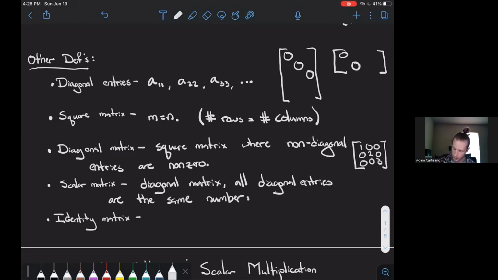So, for example, 2, 2, 2 on the main diagonal. It doesn't have to be 3 by 3. It could be bigger, it could be smaller, whatever. And then an identity matrix is a scalar matrix where that number is precisely the number 1.